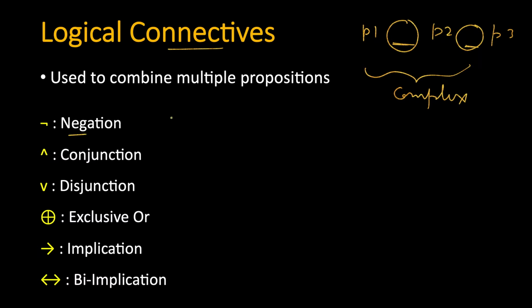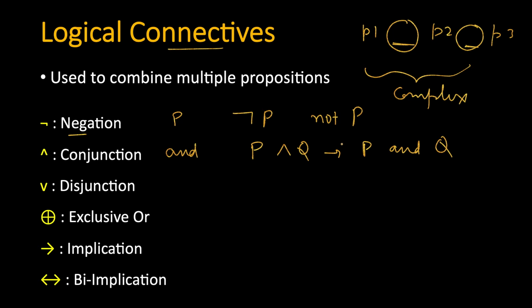So these are the main types of connectives that we will use. First is negation. Negation means not of something. So if P is some proposition, then this symbol will mean not P. So it will be negation of P. Similarly, we have conjunction, or we also call it and. So if we have two propositions P and Q, then we will read it as P and Q. So here it was not, here it's and. Similarly, it's or: P or Q.